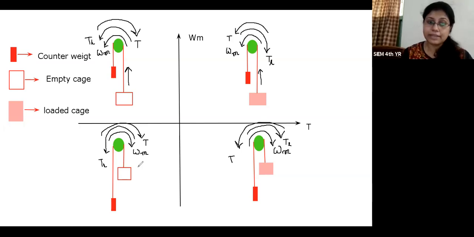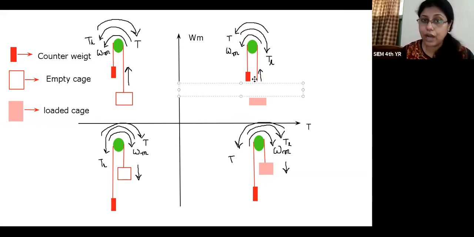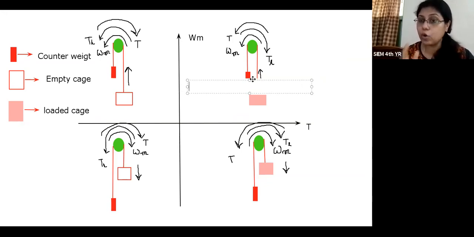So that means in this third quadrant also, the direction of the motion is in this way. In the fourth quadrant also, the direction of the motor motion is towards the downward motion. Okay.